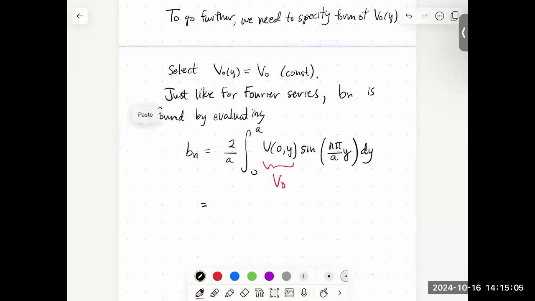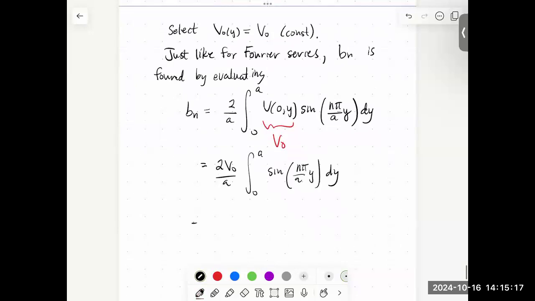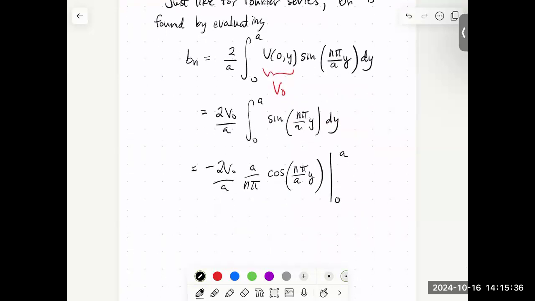Okay, so this is gonna be 2v0 over a, the integral from 0 to a of sine of n pi over a, y dy. Okay, so the sine becomes minus cos, I think. So we're going to pick up a minus sign. And then we're going to get a factor of a over n pi. And then we're going to have cos of n pi over a, y. And then we have to evaluate this from 0 to a. So hopefully that's right. Let's see what happens.